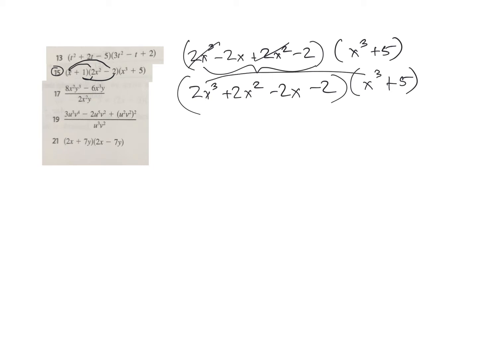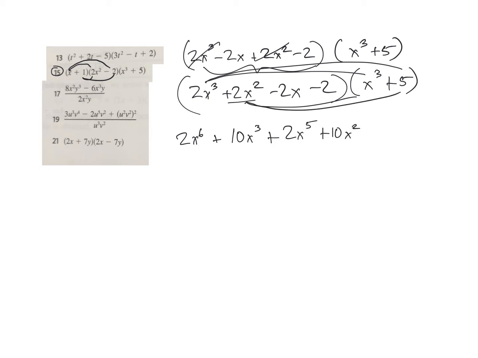So 2x cubed times x cubed is 2x to the 6th. 2x cubed times 5 is going to be 10x cubed. All right, and then we do the 2x squared. 2x squared times x cubed is 2x to the 5th. 2x squared times 5 is 10x squared. Now do the minus 2x. Minus 2x times x cubed is minus 2x to the 4th. Minus 2x times 5 is minus 10x. And the last one, minus 2 times x cubed is minus 2x cubed. And minus 2 times 5 is minus 10.